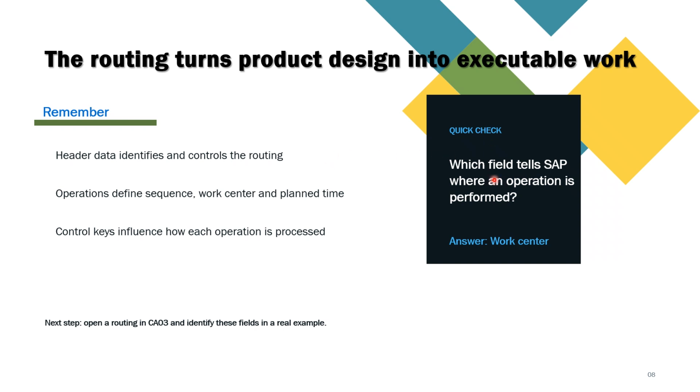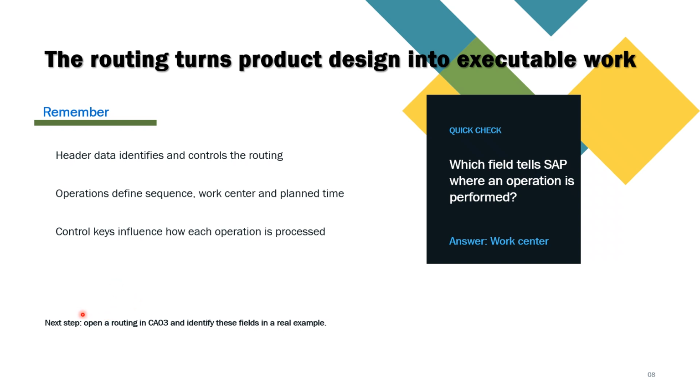So this is a quick check and answer to our session. Which field tells the SAP system where an operation is performed? It's the work center. And the three important things to remember are control keys, operations defined in sequence, work center, and the routing header data identifications.